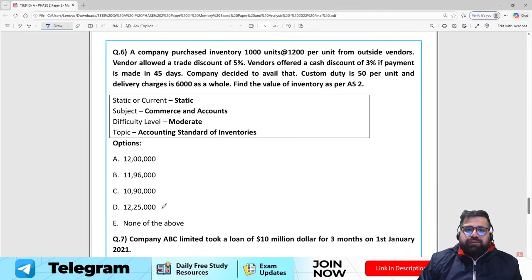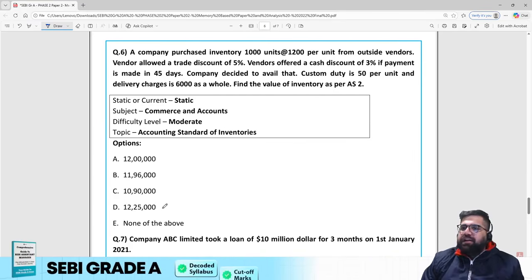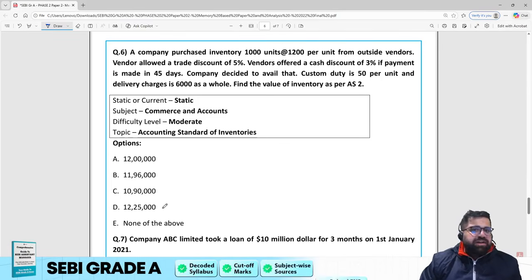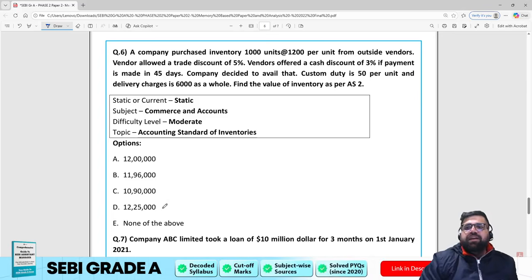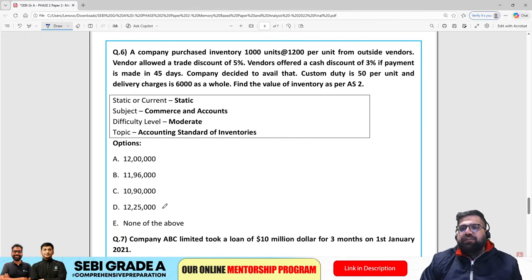Now let's move to 6th. A company purchased an inventory of 1000 units at 1200 per unit from the outside vendor. Vendor allowed a trade discount of 5%. Vendor offered a cash discount of 3% if payment is made in 45 days. Company decided to avail that. Custom duty is 50 per unit and delivery charge is 6,000 as a whole. Find the value of inventory.